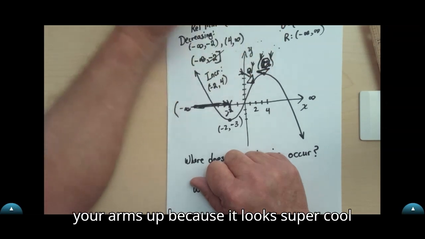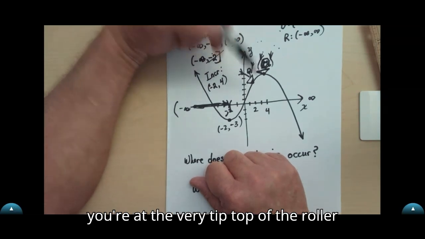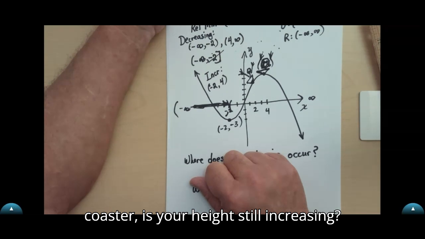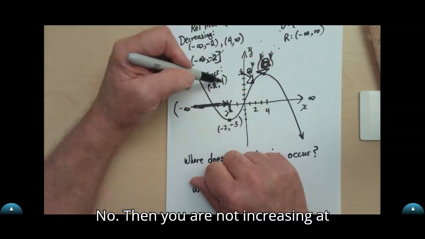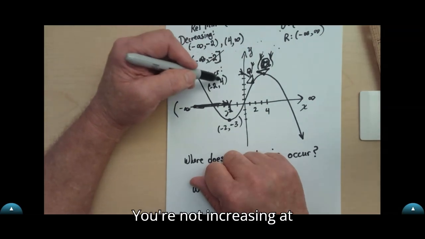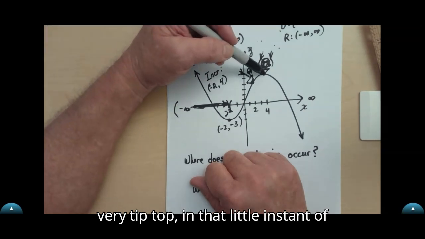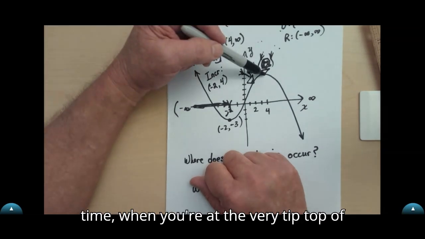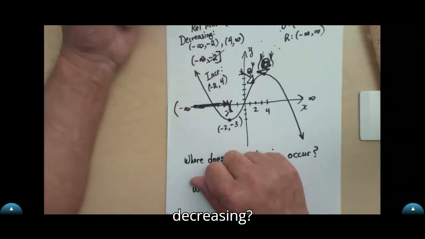Got your arms up because it looks super cool and brave to hold your arms up. When you're at the very tip top of the roller coaster, is your height still increasing? No, then you are not increasing at 4, right? You're not increasing at 4. When you're at the very, very tip top, in that little instant of time, is your height decreasing?